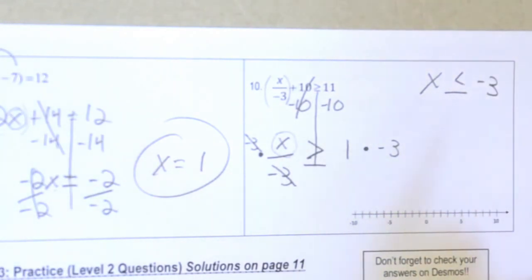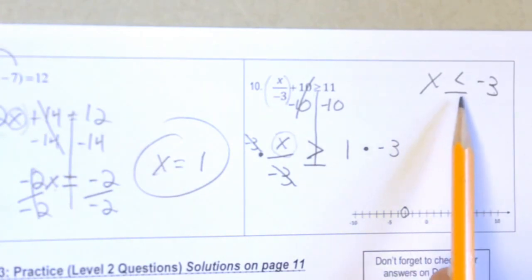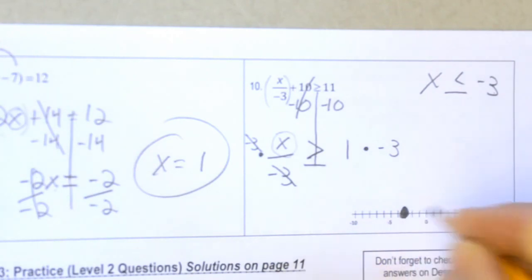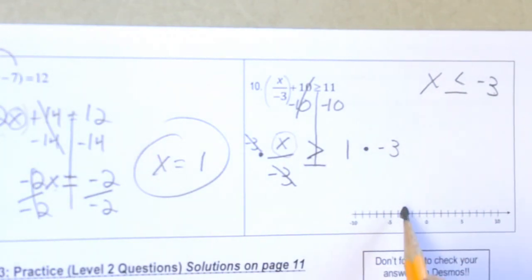Let's graph. Go to that number, negative 3, first step. Circle it. Boom. Is it an open circle or a closed circle? Well, with my equal sign underneath the inequality, it is a closed circle. This is a less than sign, and it's pointing to the left, so everything to the left right there.